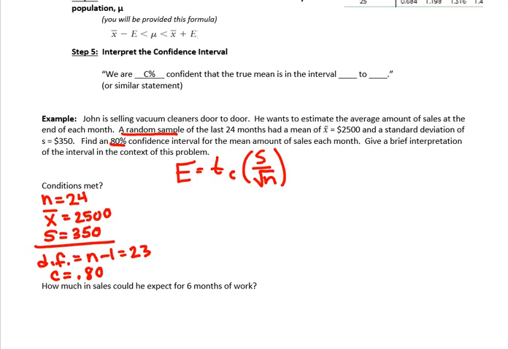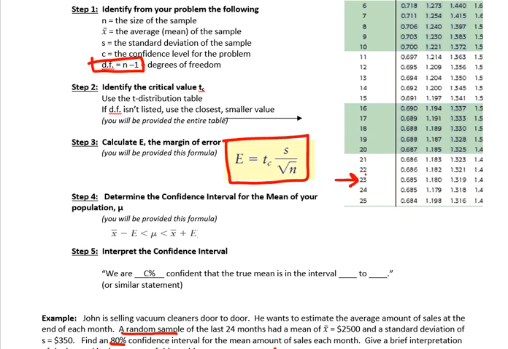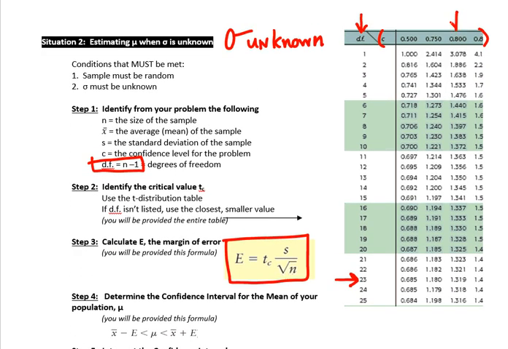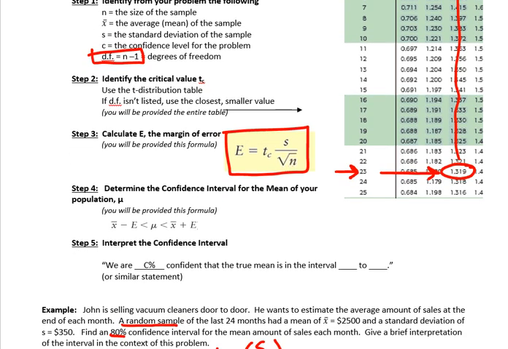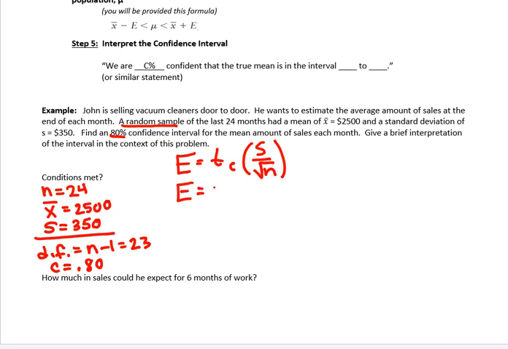All right, so I'm going to go up to my table really quick. Degrees of freedom 23 tells me I want to use that row of 23. And confidence level of 80% puts me here, so I'm going to look down. My T value I want then is 1.319. All right, so 1.319 times 350 over the square root of 24.